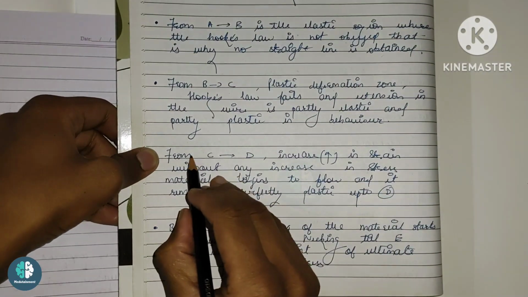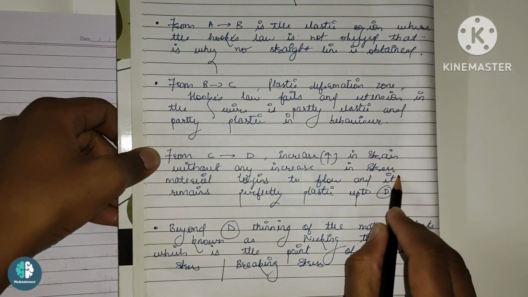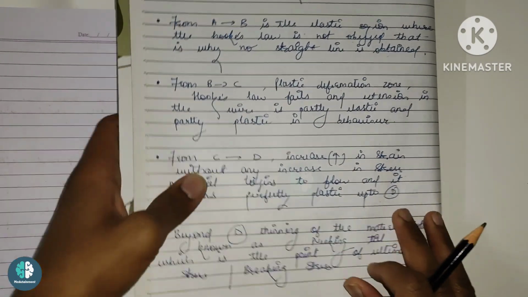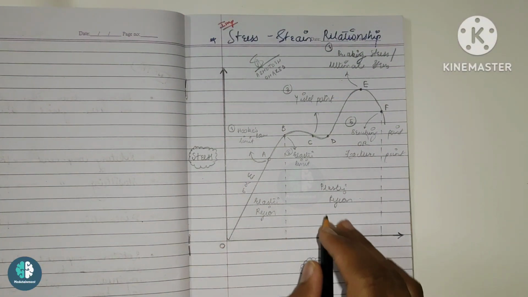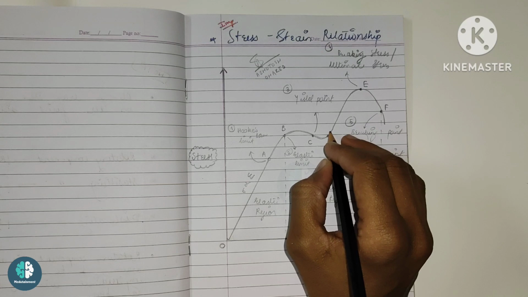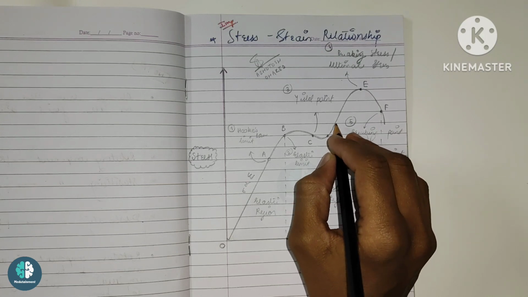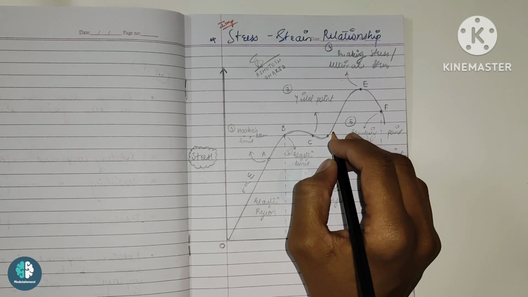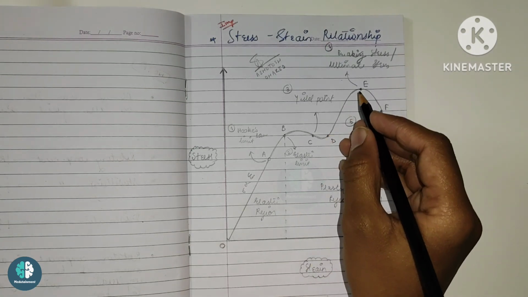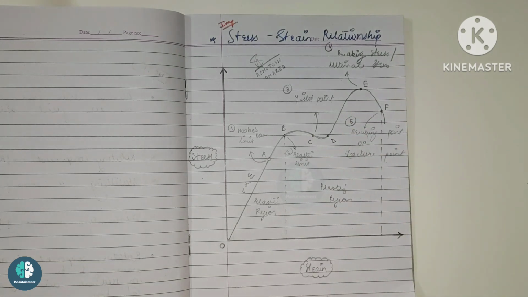So we can say that from C to D, there is an increase in the strain without any increase in the stress. The material begins to flow and it remains perfectly plastic up to D. So we can say the material remains partly plastic till D, and after that it starts becoming more plastic and the elasticity keeps on decreasing and decreasing. So beyond D, we say that the thinning of the material starts.